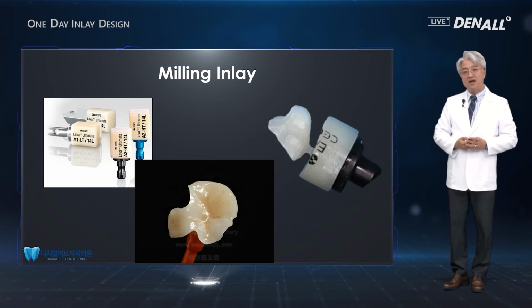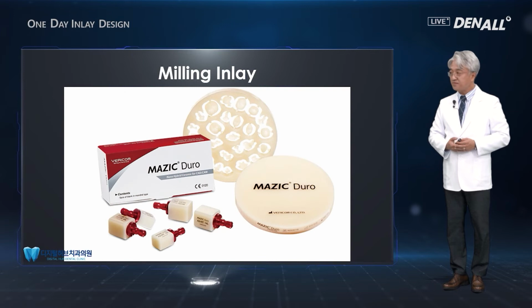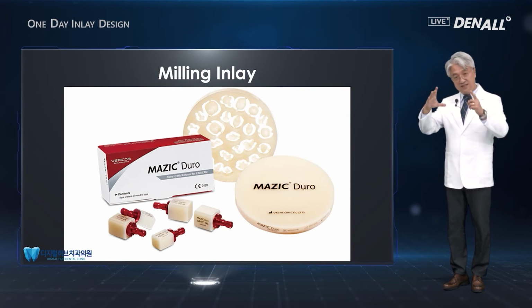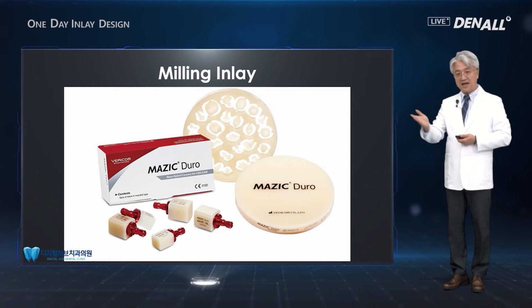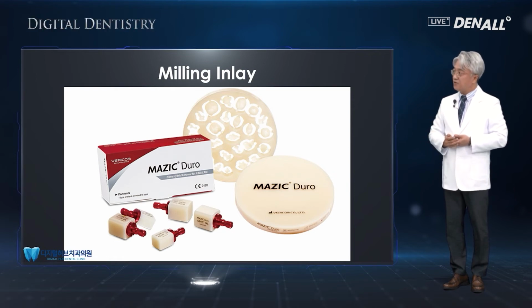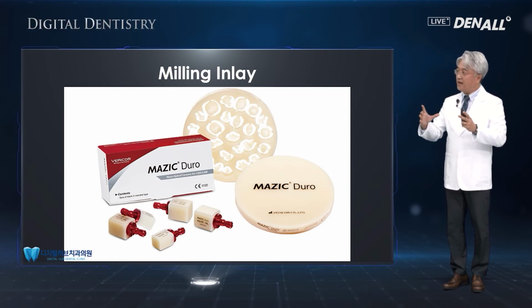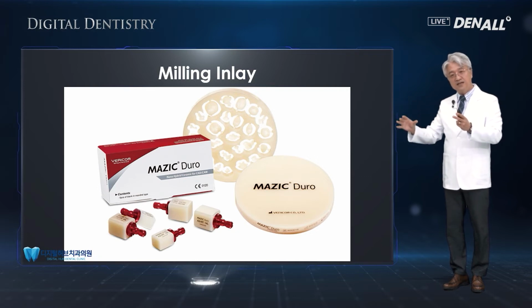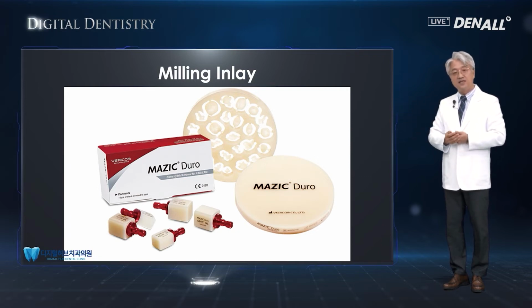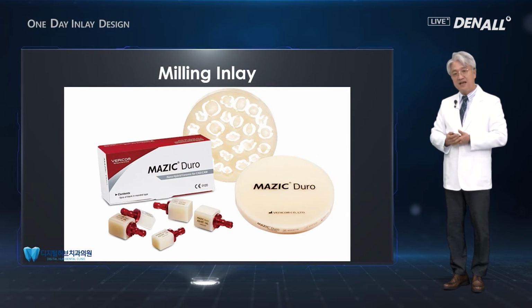So in the milling machine, you can use the block type or this disc type material. So let me explain about this. This disc type is within one disc compared to block. You can have more numbers of inlays milled. So economically, it's very attractive. And this is hybrid type resin, and it's very good material. And as inlay material, at our clinic we use this quite a lot.